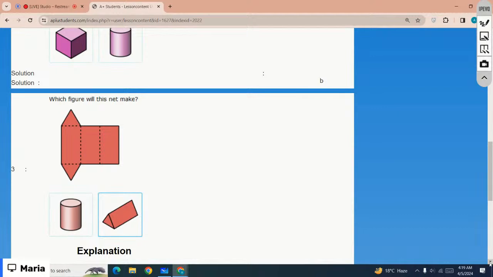The correct option is the second one, right? Because the second one has the triangular faces, so the net will make the second figure. Okay, let's just start with the practice questions.